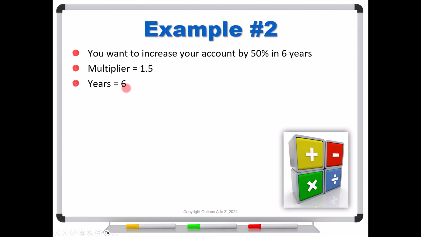The number of years is 6. So we take 1.5 raised to the 1 divided by 6, comes up to 1.0699. We subtract off 1. That's going to give us 6.99%, but we can certainly call that 7% per year. So if you generate 7% per year for 6 years, you will increase your account by 50%. Now we can also work this calculation in reverse, kind of after the fact.